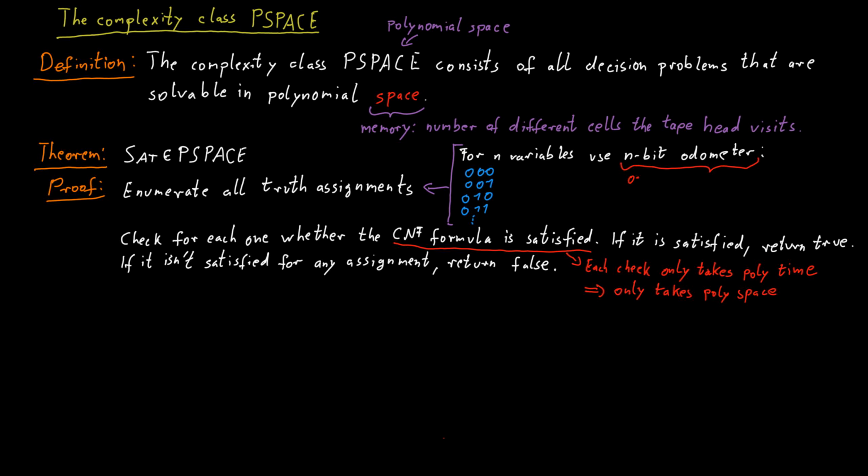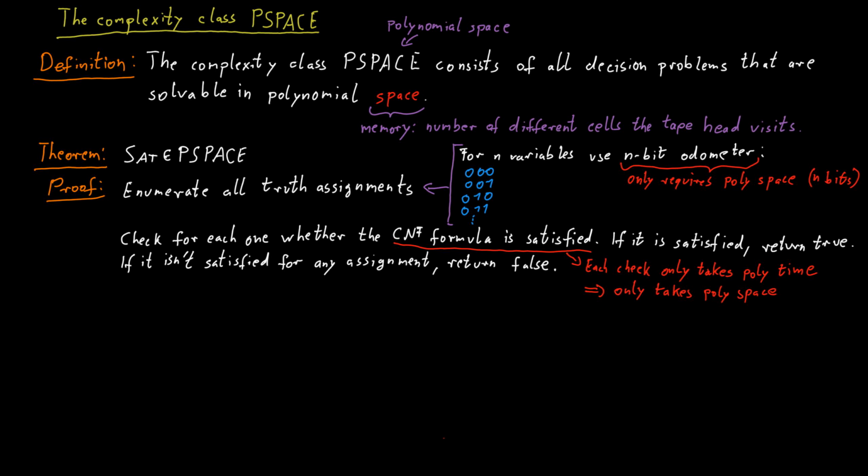And our odometer, as the name says, it's an n-bit odometer, so it only requires a polynomial amount of space. It requires n bits, where n is the number of variables in the formula, which is polynomial in the size of the input, because the input needs to contain those n variables in some form.